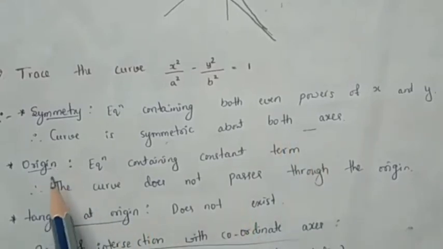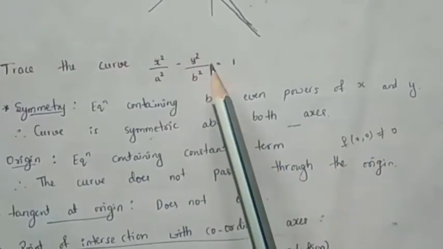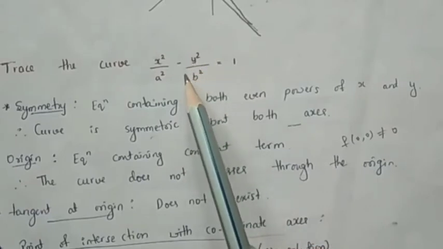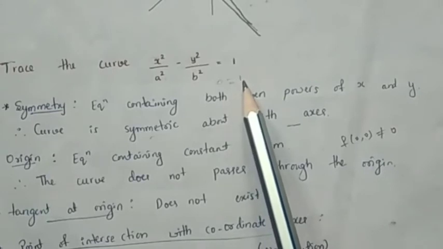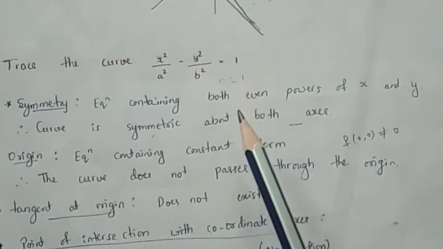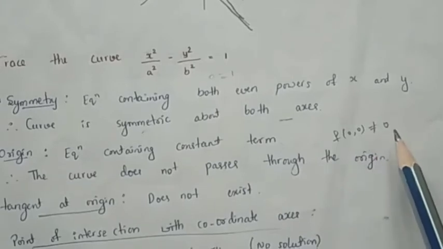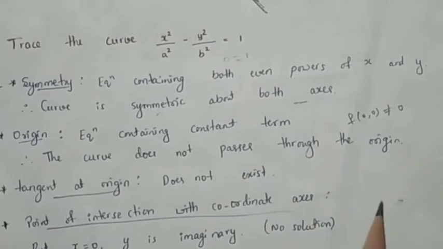Okay, the next point is the origin. The equation contains a constant term. Therefore, the curve does not pass through the origin. Put x is equal to 0 and y is equal to 0 in the given equation of the curve. You get 0 which is equal to 1. It is nothing but you get a constant term. Therefore, f of 0 comma 0 is not equal to 0. Hence, we say the curve does not pass through the origin.